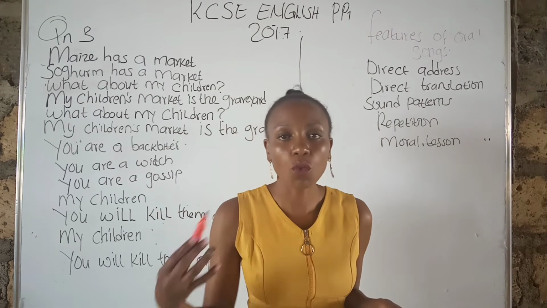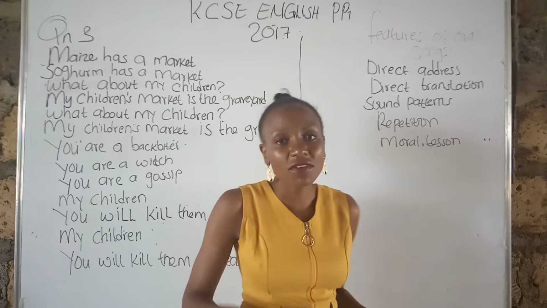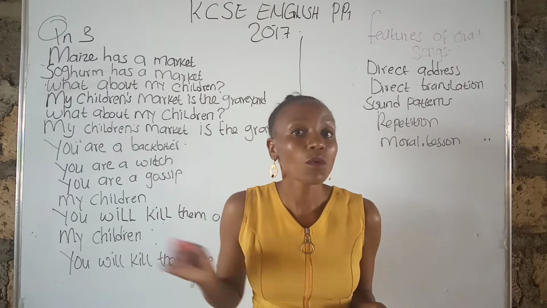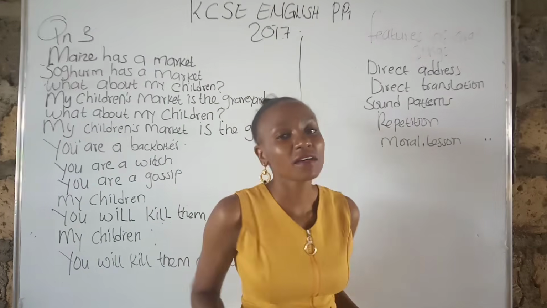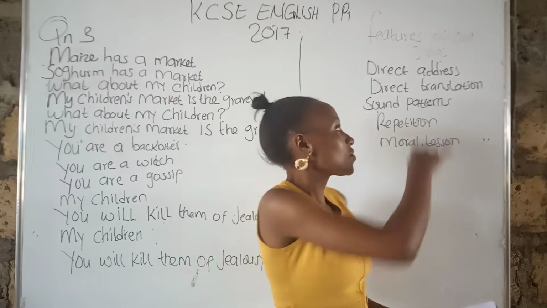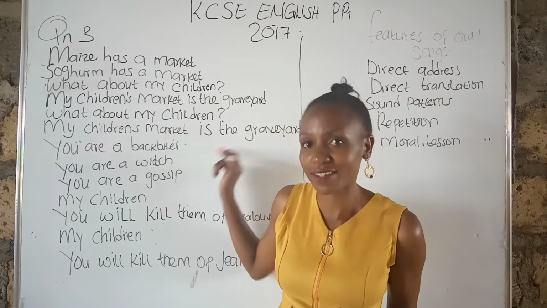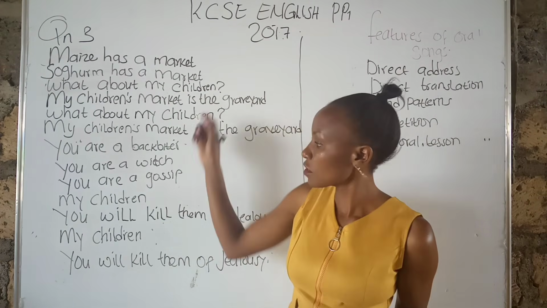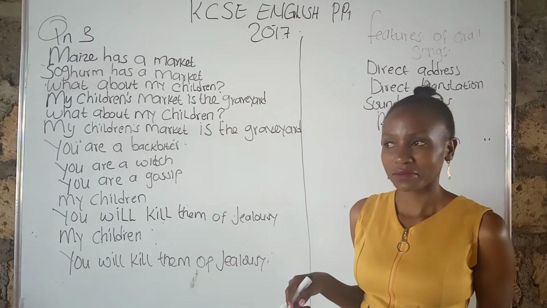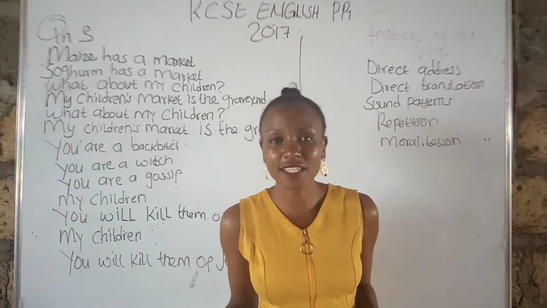You have to check which of them might be appearing in your poem. 4, we have repetition, whereby words or phrases come more than one time. And 5, we can have a moral lesson. Those are some of the features of oral song. From the features that I have given you, we are going to check which ones are evident in our song. Which ones have you found? Okay, and number 1, we have direct translation.